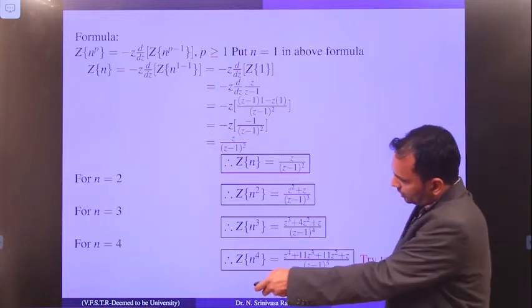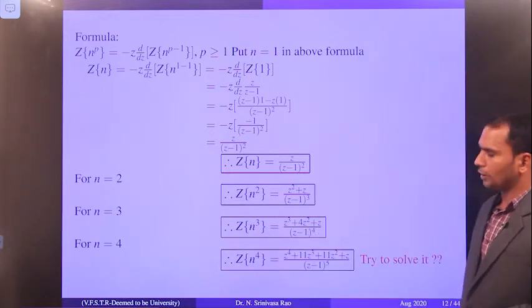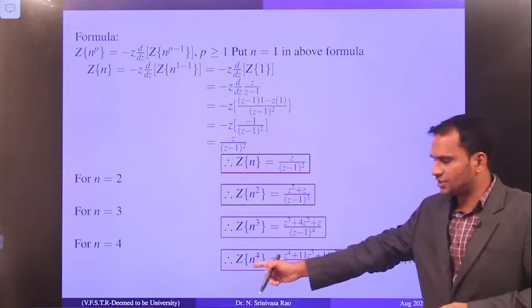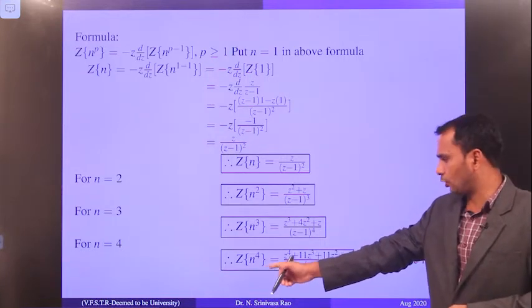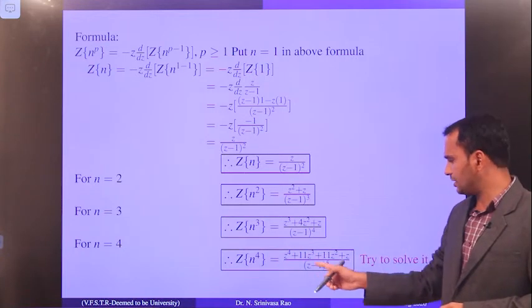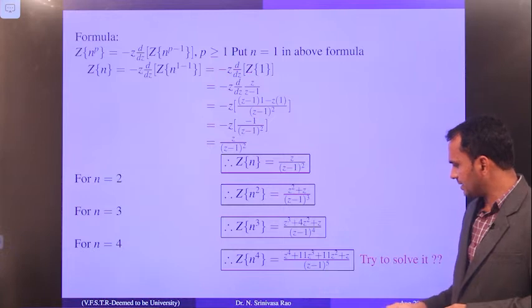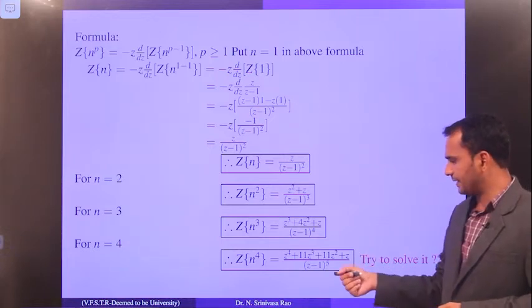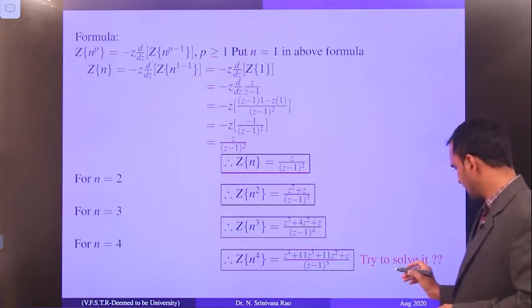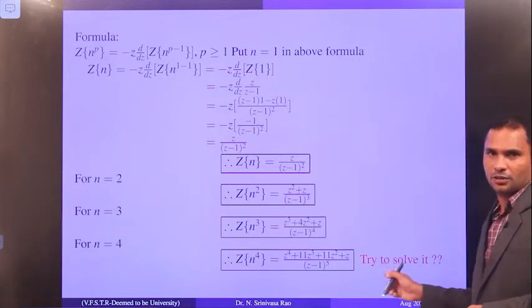Suppose you substitute n equals 4, what will you get? If you substitute n equals 4, that means the Z transform of n to the power 4, which gives us z to the power 4 plus 11z cube plus 11z square plus z, divided by (z minus 1) whole power 5. So here I am writing it, and you just try to solve it.